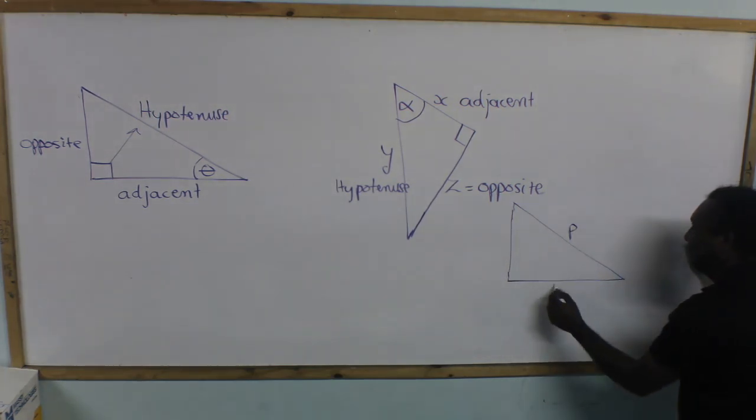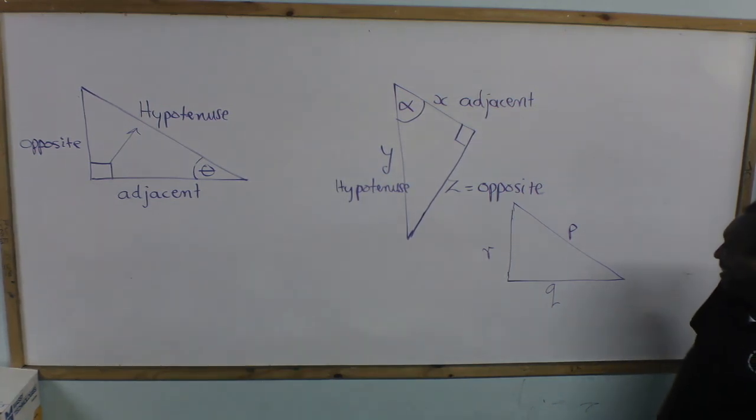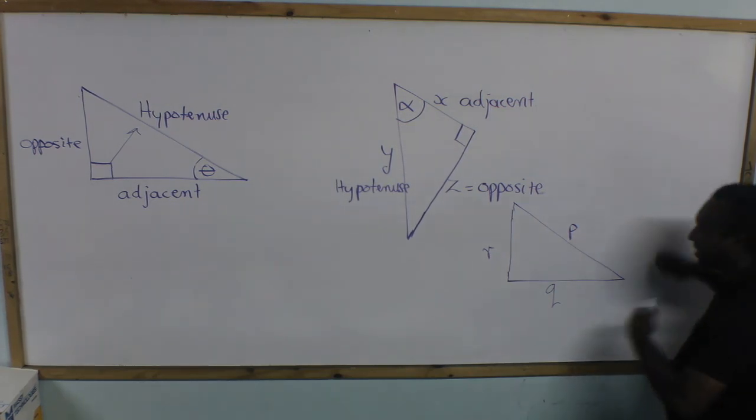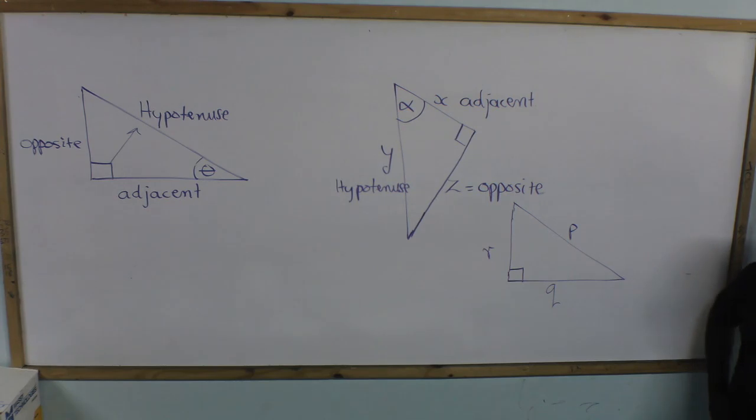Look at this one now. P, Q, R. Which side is opposite? Someone said no. So which side would you say is opposite? Good. I'm hearing some very interesting answers. For example, one says R and the other says Q. Both of them are acceptable. Which side is adjacent? R. So it's R or Q.